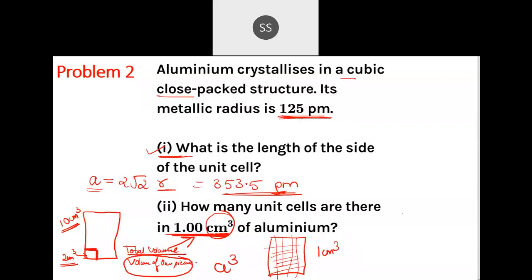To calculate the volume of one small unit cell, which is also having the shape of a cube, you will calculate a cube. For that you require the a value. But this a value should be in which unit? It should be in centimeter, remember. So you will convert this picometer into centimeter, substitute in this, and then divide. 1 divided by a cube, when you do, you will get how many unit cells are present.